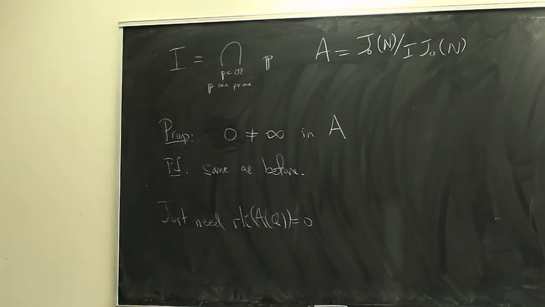So I'm going to do that next time. Like I said, the idea is that we're basically going to mimic the proof of theorem B from before. And there's just going to be a few little wrinkles that we have to take care of along the way. All right, any questions?